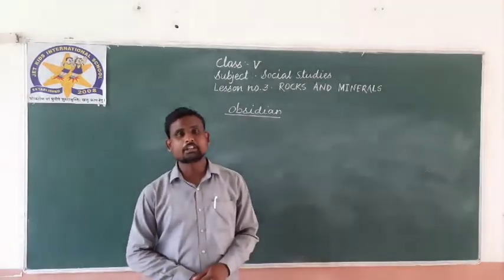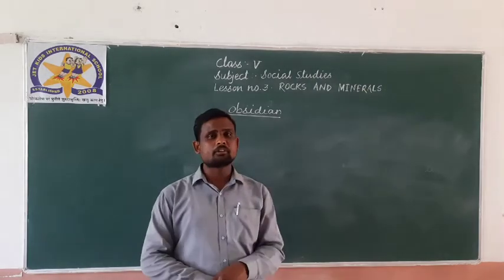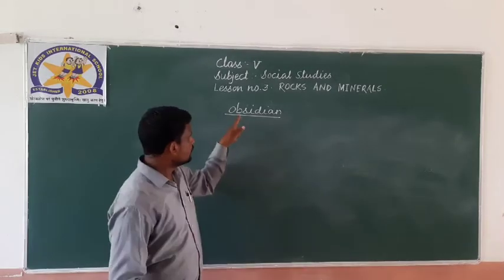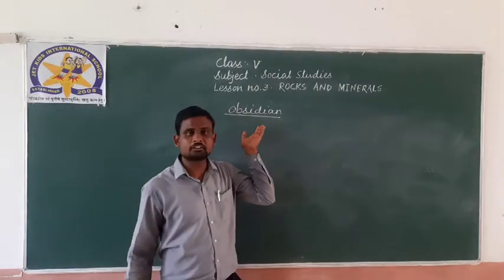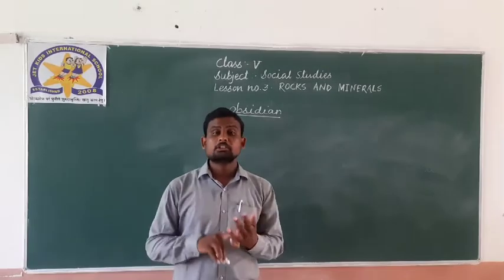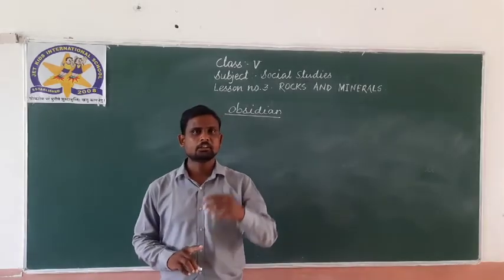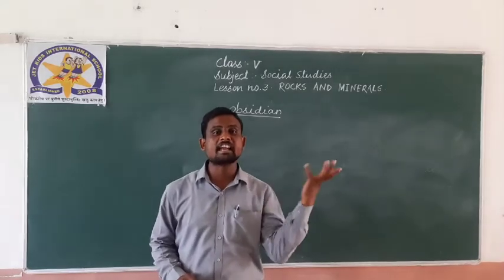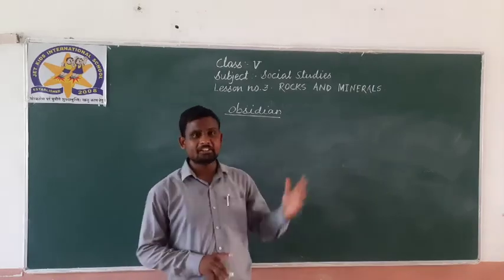Properties of obsidian rocks. These are a type of igneous rock. Obsidian rocks are black in color. The color of obsidian rock is black. And these obsidian rocks are shiny and glassy. If you observe the obsidian, it shines and it is glassy. It is like a glass, and it is shiny.